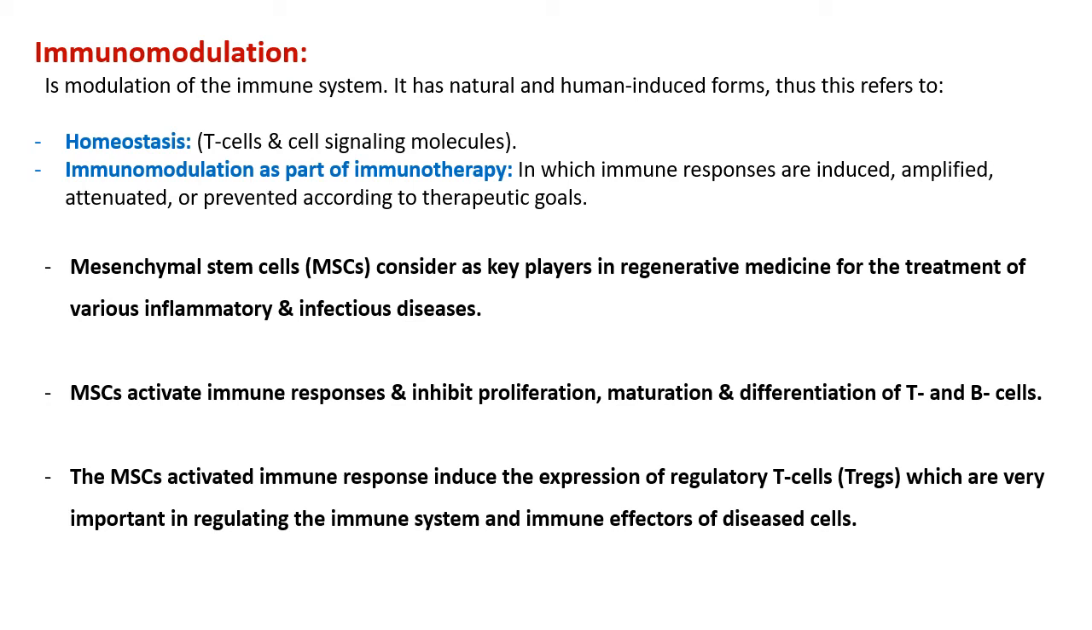The mesenchymal stem cells activate immune responses and inhibit proliferation, maturation and differentiation of T and B cells. This is their action, so they can be considered able to perform immune modulation in this case.